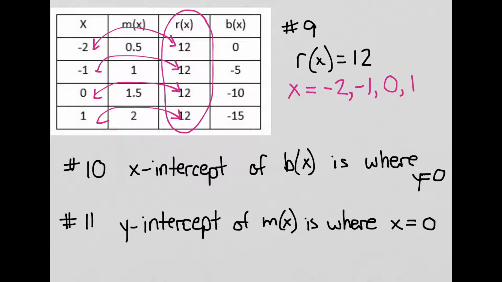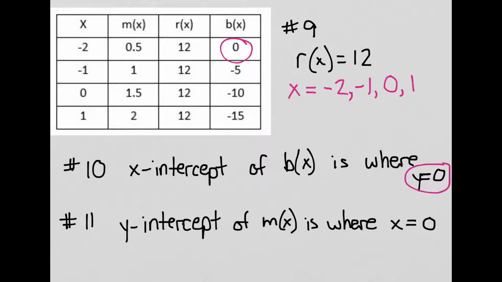All right, number 10. Find the x-intercept of B of X. Well, the x-intercept is where Y equals 0. So where is my function B? Does it have a Y equals 0? Or B of X, which is the same as Y, equals 0. I see a 0 right here. So I'm trying to find the X. It must have been -2. So the x-intercept, I want you to write it as a point to remind you that's what it is. And we already knew that Y was going to be 0, so we just had to figure out what the X value was.